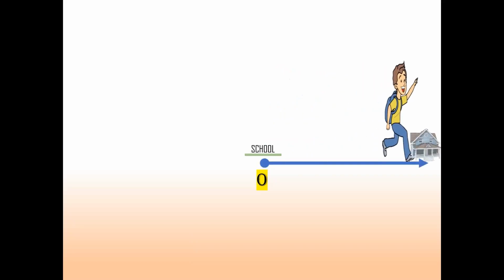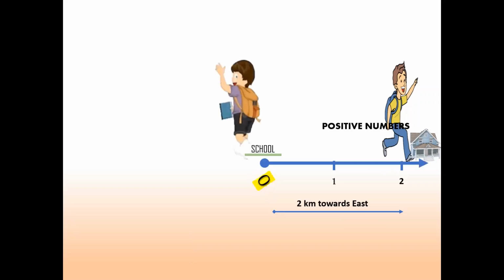Let's again see something which will make it very clear. Suppose from this school, your home is 2 kilometers towards east. And when you move toward your home, you cover 2 kilometer distance from this school. But your friend who lives in the opposite direction, and he also lives 2 kilometers away from the school, but he lives towards west.